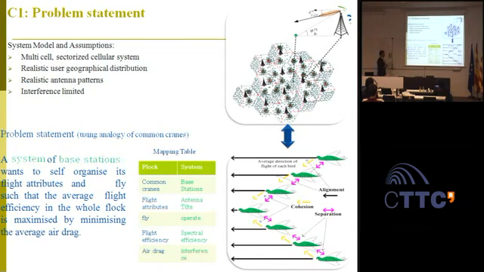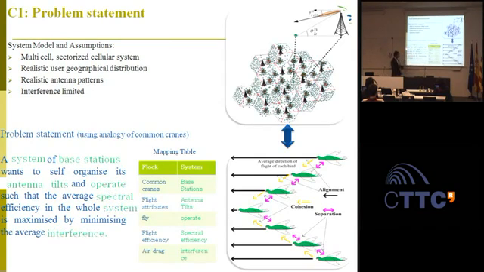see this magic. You just need to swap the terms. Air drag means interference, spectral efficiency means flight efficiency, fly means operate, flight attributes means antenna tilts, and base station means common crane. And your problem is almost the same.